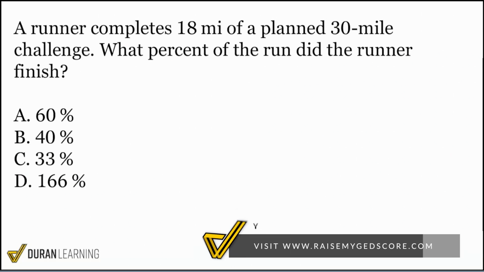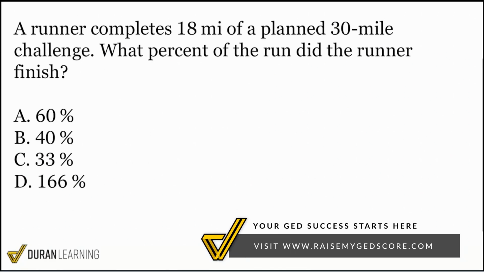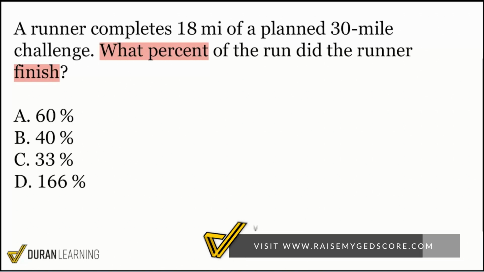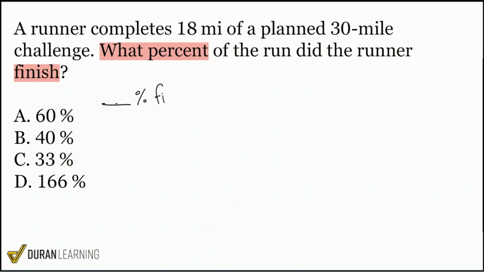The next word problem says, what percent of the run did the runner finish? Okay, so what percent of the run did the runner finish? That's what we're looking for. We want to know the percent that represents how much was finished. Okay, blank percent finished. All right, sounds good. So let's take a look at the other information that's there.